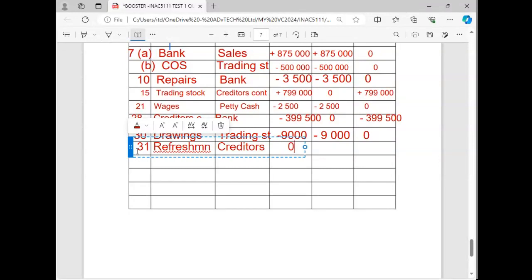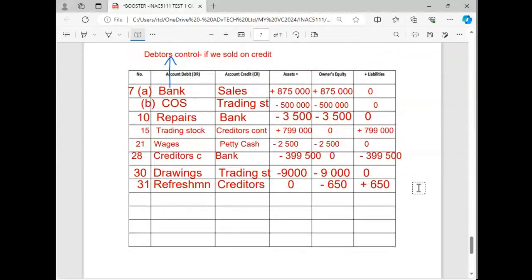Can I write something here? With the assets, no. Owner's equity would be minus the 650, and then plus 650. That's the tricky one, because it's the only one without an asset.